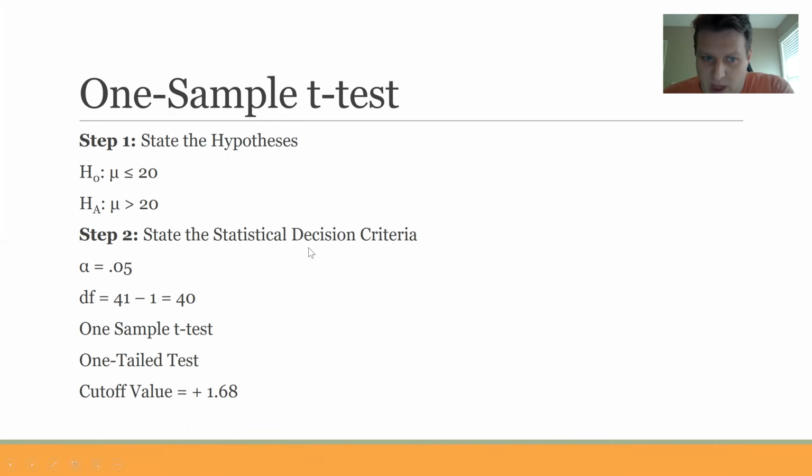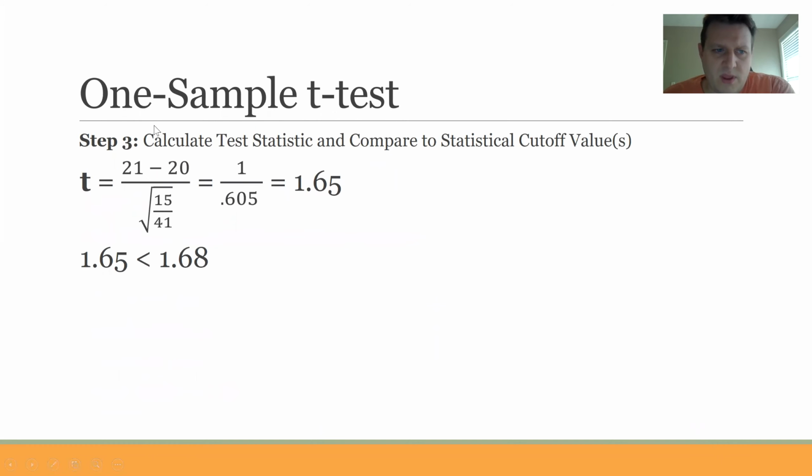So we have to retain the null hypothesis. Okay. Let us do our t-statistic here. We have a sample mean of 21 minus 20, over the square root of the sample variance, which is 15, divided by n, which is 41. When we do this math, we get a t-value of 1.65. Ooh, so close, but no cigar.